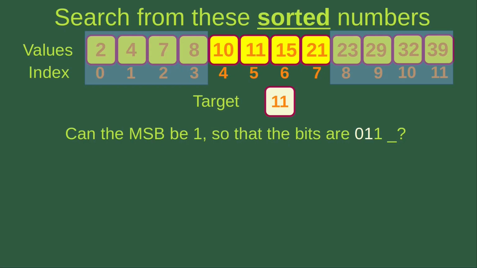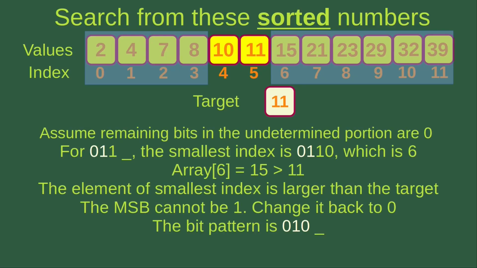Now let us try to fill in the third bit. Can the most significant bit be 1, which corresponds to the most significant bit of the undetermined portion, so that we have 0, 1, 1 as the first 3 bits and we have only 1 bit to be determined? Now we can assume that the remaining bits in the undetermined portion are 0. Since we have only 1 bit to be determined right now, we can see that the smallest index allowed is 0, 1, 1, 0, which means 6 in decimal number.